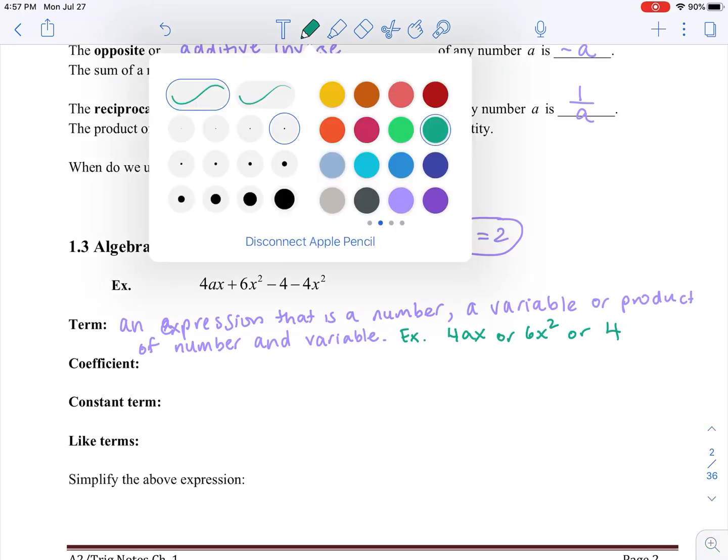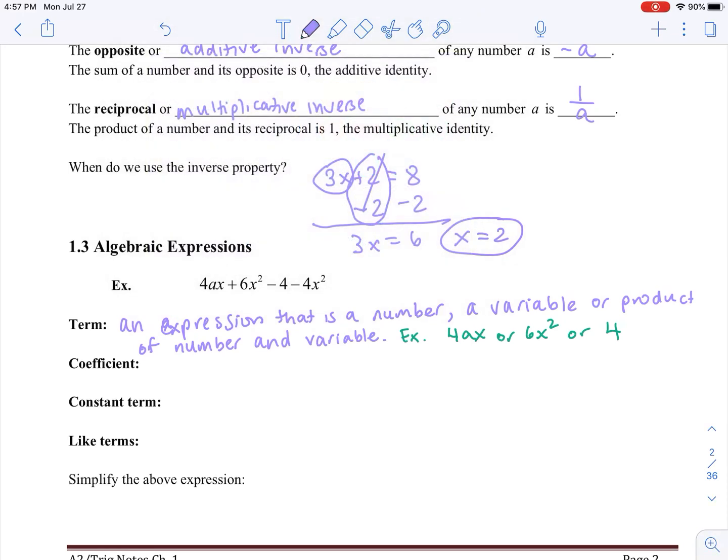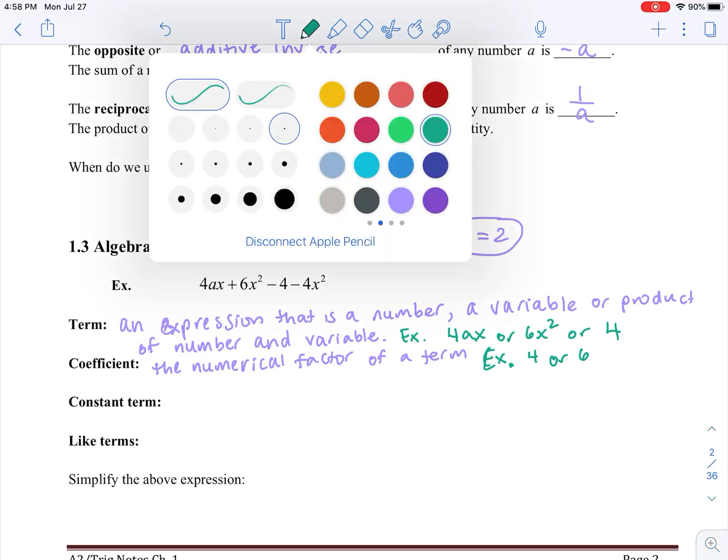The coefficient, on the other hand, is a number in front of a variable expression. So it's the numerical factor of a term. If we look at our example above, the coefficient for 4ax is the numerical factor, the number that's in front of the variables. So our examples for that would be 4, or 6 in the second term, 6x squared.